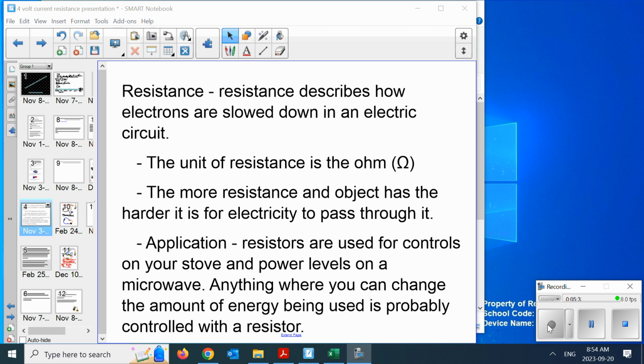A gas stove wouldn't need a resistor. Yeah, I actually have a gas stove too. Okay, then I will move it on a little bit here.